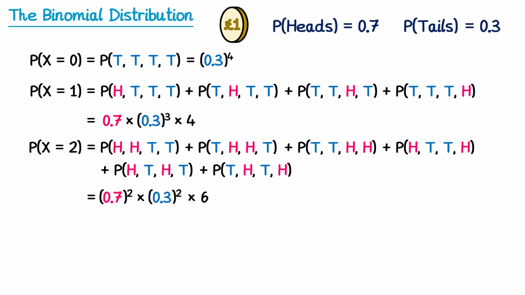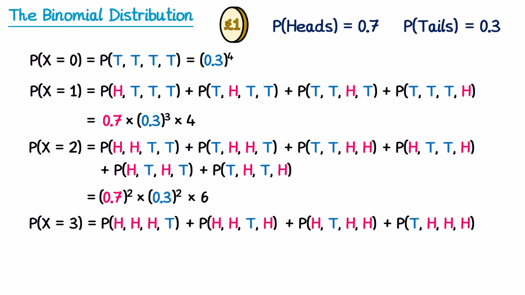For the probability that x equals 3 then, we would have all of these combinations, which is 3 heads and 1 tails. So we take the probability of heads, which is 0.7, 3 times, so 0.7 to the power 3, and the probability of tails once, so just 0.3, and there are 4 of these, so multiply this by 4.